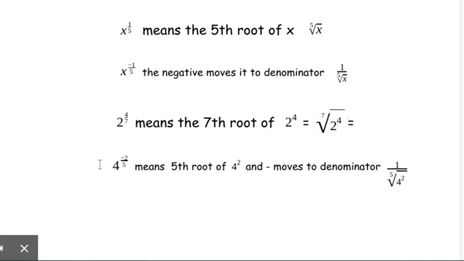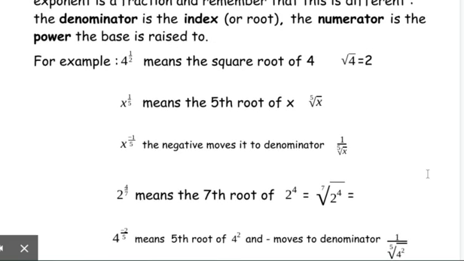In another example, I have 4 to the negative 2/5. So again, see that there is a negative there, which means it's going to move to the denominator. The denominator of my power, or my exponent, happens to be a 5, so that means it is the 5th root of 4 squared, and again, that negative moves the entire thing to the denominator.